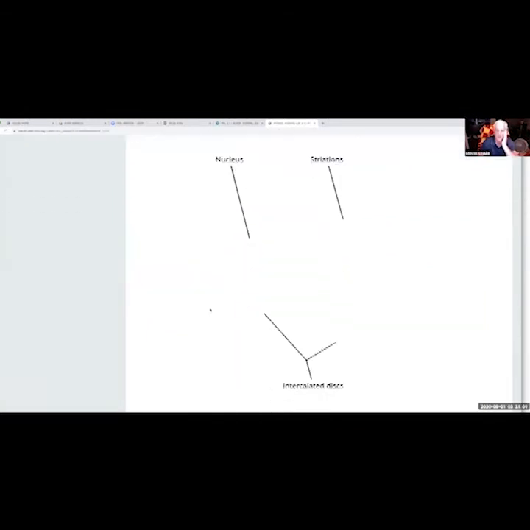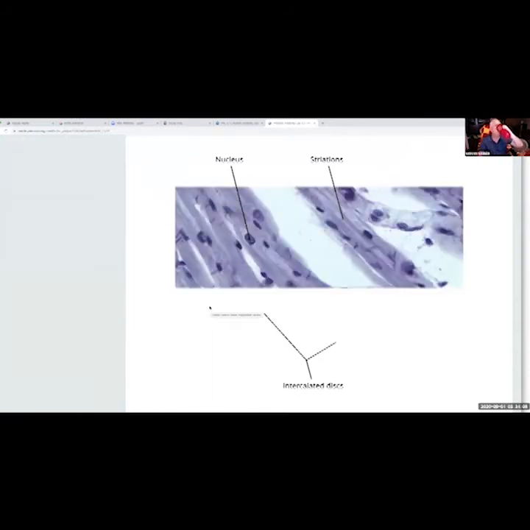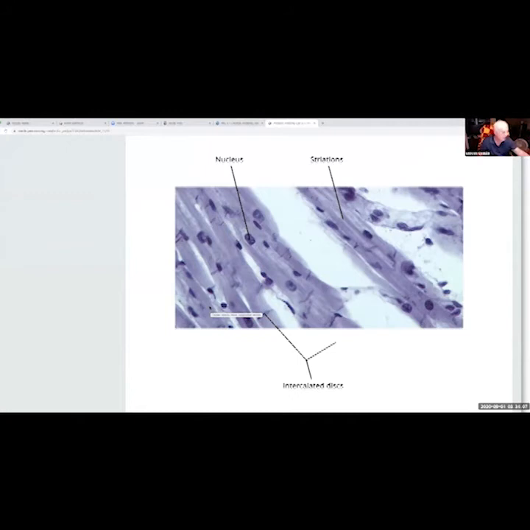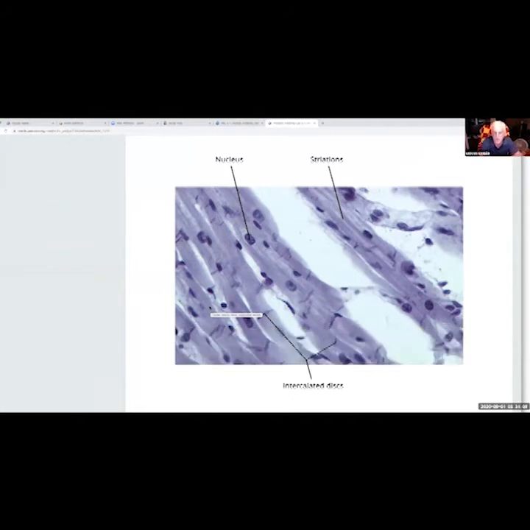Okay, again, cardiac muscles. Let's see if this goes to it. Here we go. This would be more like something I show you. You can see striations, right? You can see striations. You can see intercalated discs right here, right here, right here, right here, right there, right here. Here's a big one. Okay, right here is that big one here. Okay, you can see the intercalated disc.